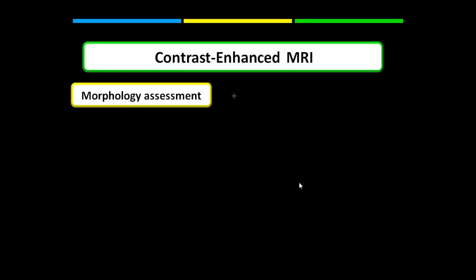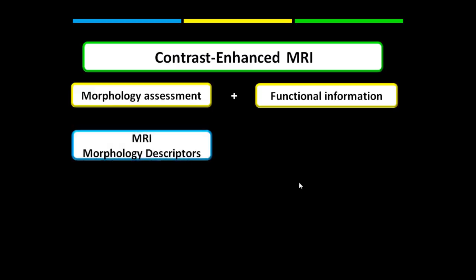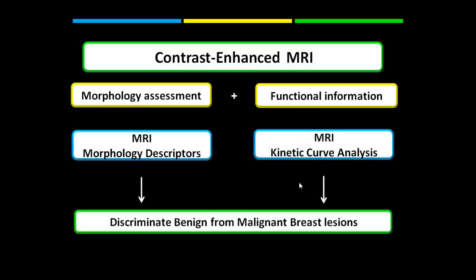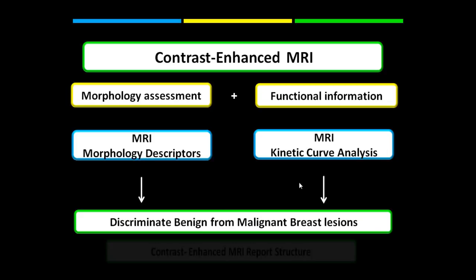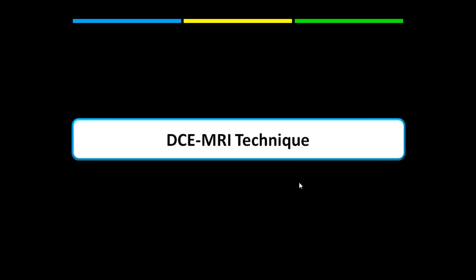fixed breast implants. A contrast-enhanced MRI has an advantage over other breast imaging modalities. It can combine both morphology assessment together with giving functional information. Under the morphology assessment, we are going to discuss the MRI morphology descriptors, and under the functional information, we're going to discuss the MRI kinetic curve analysis. We're going to use both in order to discriminate between benign and malignant breast lesions. And at the end of the lecture, I'm going to give a brief account on how we can write an MRI structured report. We'll start by giving a brief hint about the MRI technique.